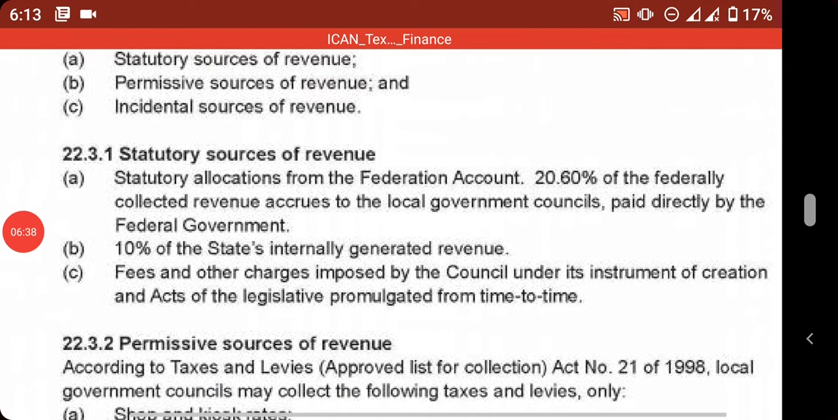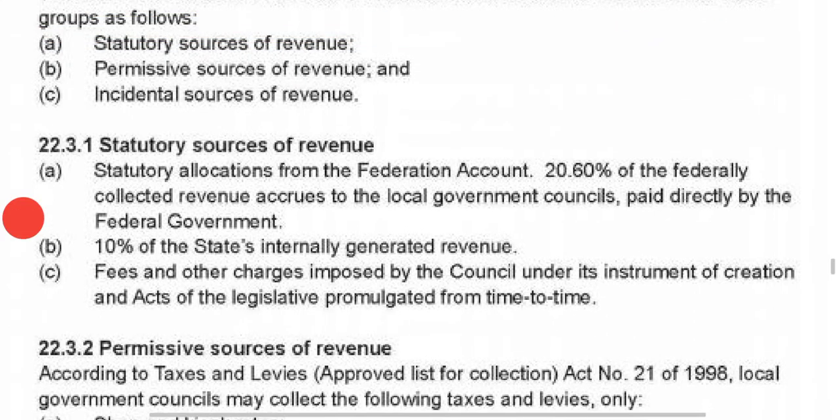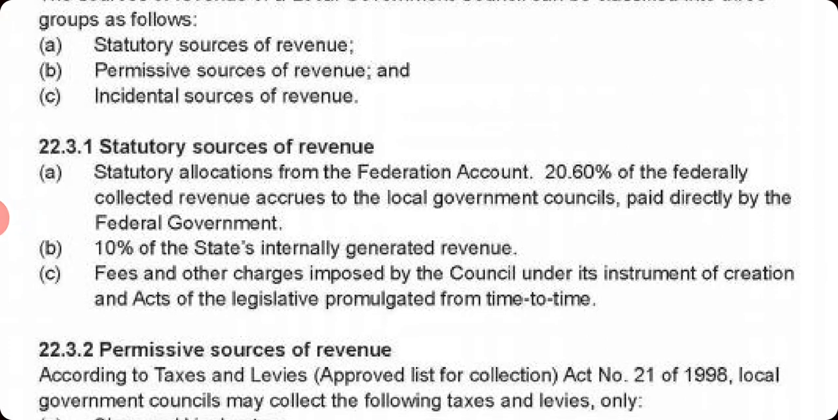So let's look at the statutory revenue sources. When we talk about the statutory, we are looking at the revenue they get from the federal government and state. The local government gets 20.6% of the federation account. Whatsoever is standing credit to the federation account is what the local government gets. Secondly, they get 10% of whatsoever is standing credit to the state government's internally generated revenue.